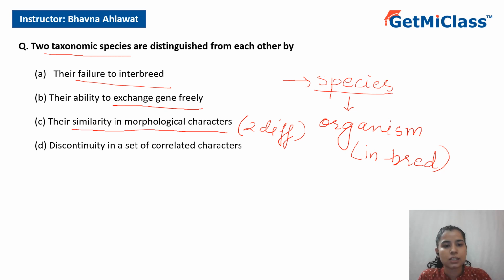Option D says discontinuity in a set of correlated characteristics, that the characteristics may get disrupted in between. There is a discontinuity in them. So among all these options, the most appropriate answer to distinguish two species from each other will be their failure to interbreed among themselves, which tells us about two different taxonomic species.